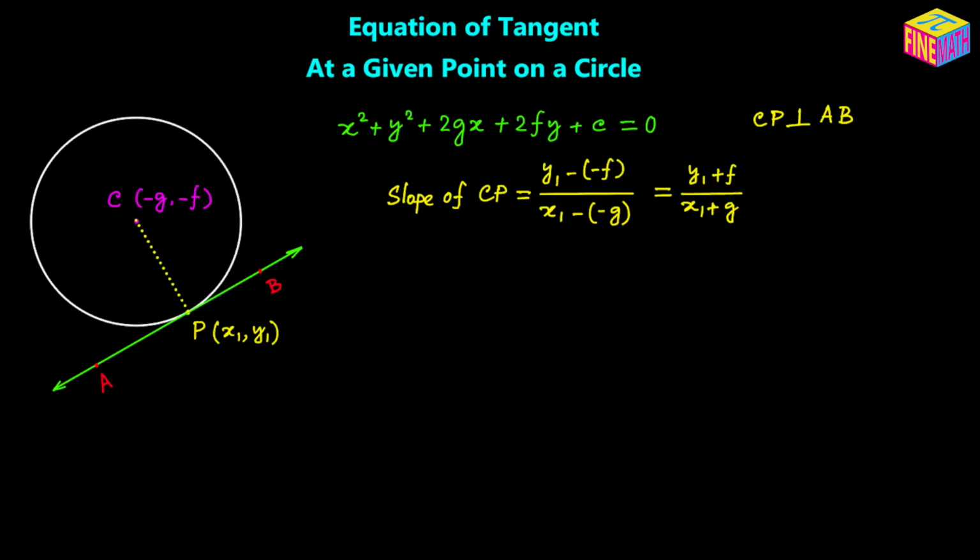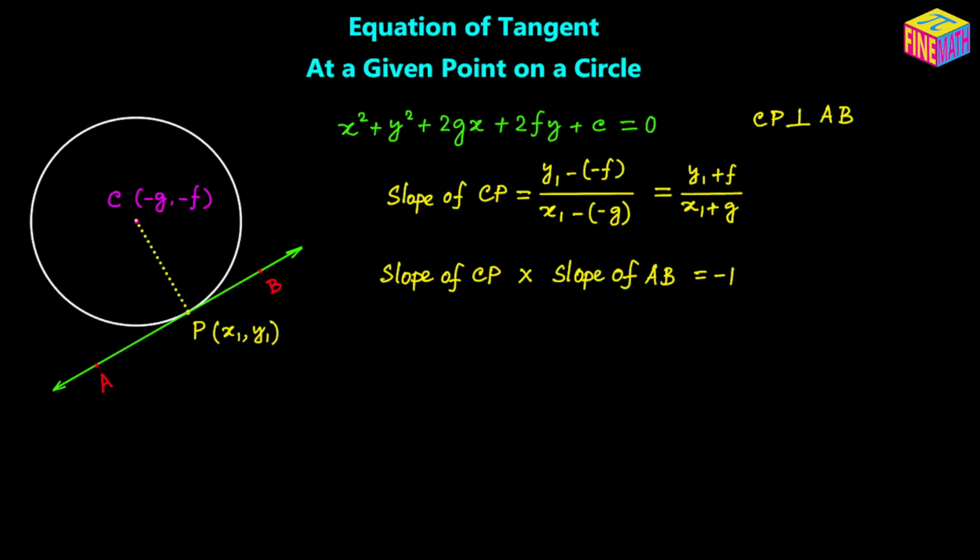We know that the product of the slopes of two mutually perpendicular lines is equal to negative 1, and that's what I have noted here. The slope of CP times the slope of AB will be equal to negative 1. I have already created a separate video on this topic. I have shared the link in the description. Feel free to watch that video.